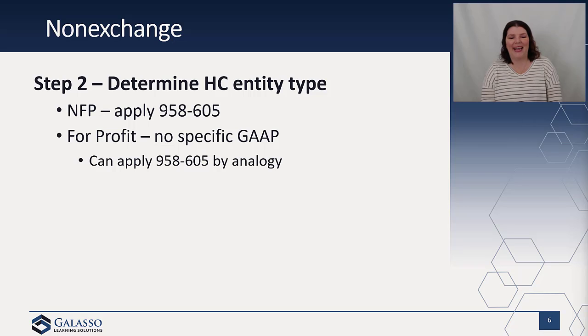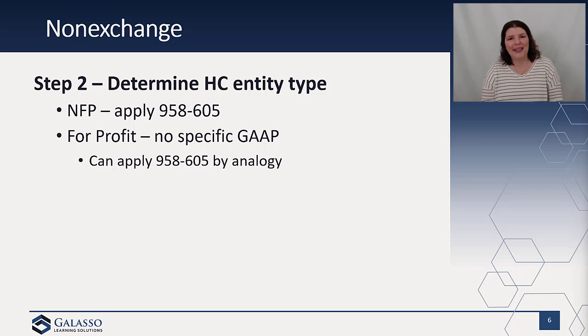Assuming that we have a non-exchange transaction, step 2 is to figure out, well, what is our healthcare entity type? Are we a not-for-profit entity? In that scenario, we are going to apply 958-605. Right, so pretty consistent with other TQAs who've come out about various funding related to COVID-19. If we are receiving this as a non-exchange transaction, we have a section in the codification, 958-605, which is revenue recognition for not-for-profit entities, grants, and contracts. We would just apply that information, right? So, as we go through this, if you're a not-for-profit organization, right, this should make this pretty easy.